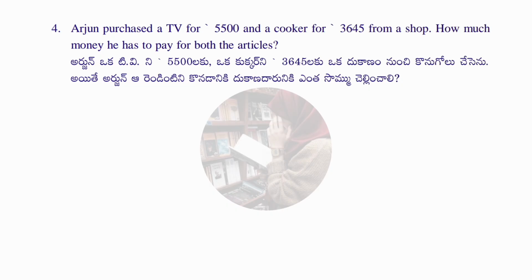Okay. Now we'll see the fourth question, which is, Arjun purchased a TV for 5,500 and a cooker for 3,645 from a shop. How much money does he have to pay for both the articles? Okay, so Arjun is a man, maybe. He purchased a TV for 5,500 and a pressure cooker for 3,645, I think so. So total how much money did he pay for both the items? That is the question. Okay, let's see.